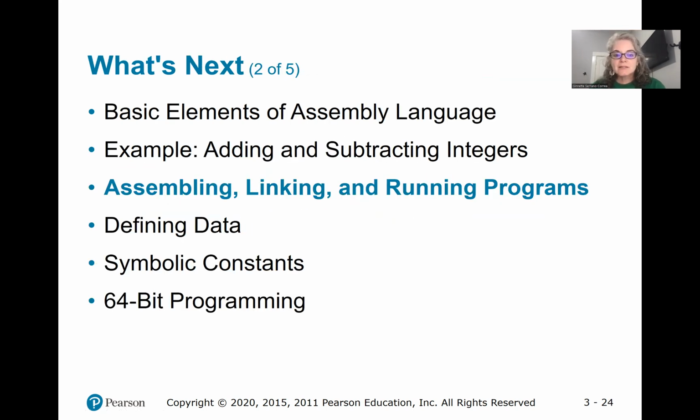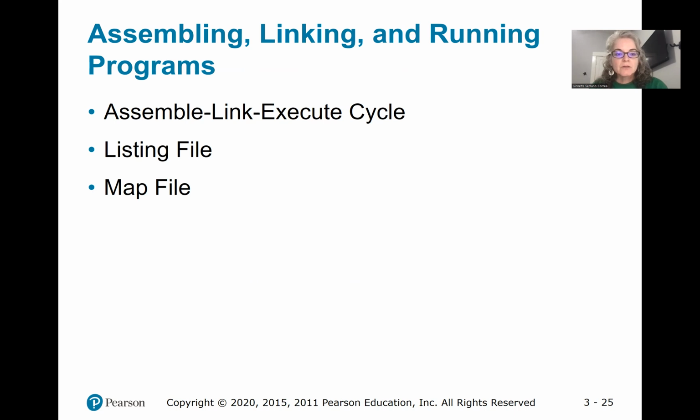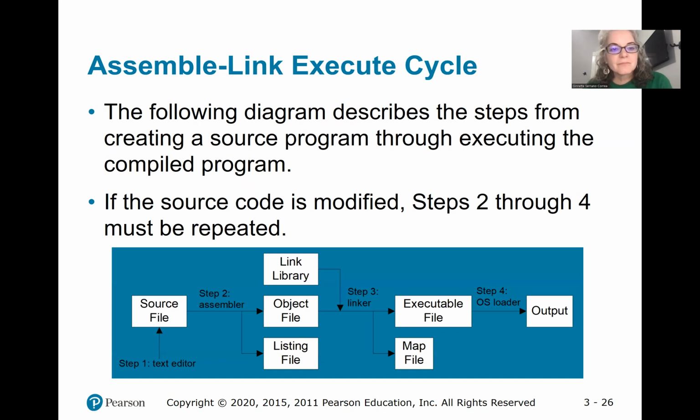Okay, the next section is assembling, linking, and running a program. So what happens when we do this? So we're going to talk about the assemble, link, execution cycle, the listing file, and the map file. So the following diagram describes the steps from creating a source program through executing the compiled program.